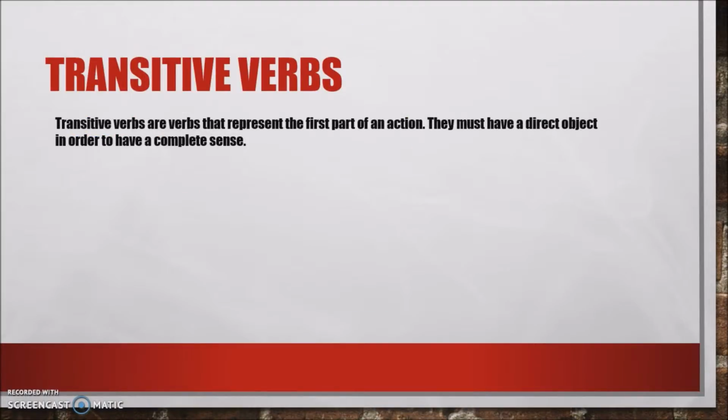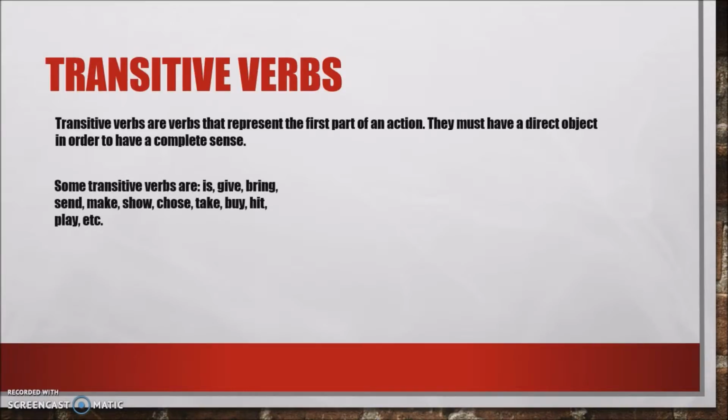Transitive verbs. Transitive verbs are verbs that represent the first part of an action. They must have a direct object in order to have a complete sense. Here we have some transitive verbs, for example: give, bring, send, make, show, choose, take, buy, hit, play, etc.